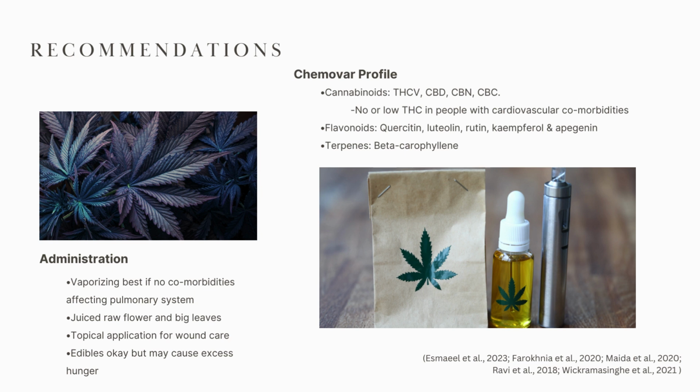As far as administration goes, vaporizing, juicing, and edibles are probably the three main ways that you should take this medicine. Vaporizing flower is great since it keeps a lot of terpenes and cannabinoids intact. However, it does reduce the amount of THCV that you're able to ingest because the decarboxylation does convert it to THC. So juicing fresh flower and leaves is the best. You get a lot of THCV this way. And if you're growing your own medicine, like I said, grow a very purple chemovar.